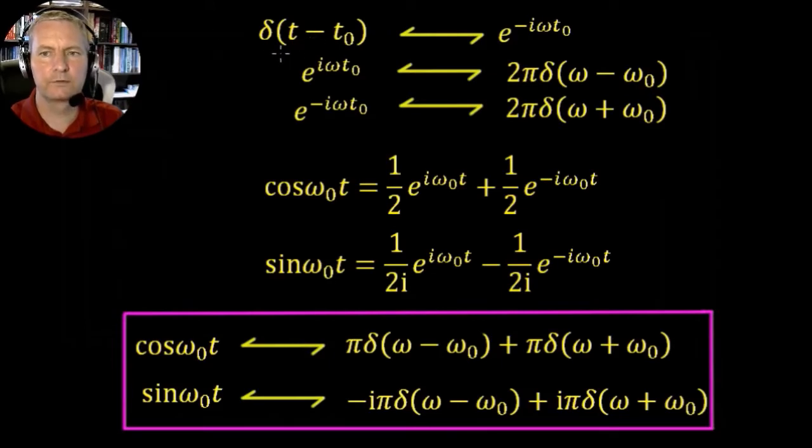So if we take our impulse function and we delay it in time, in the frequency domain it's equivalent to adding linear phase, so you get e to the minus i omega t0.